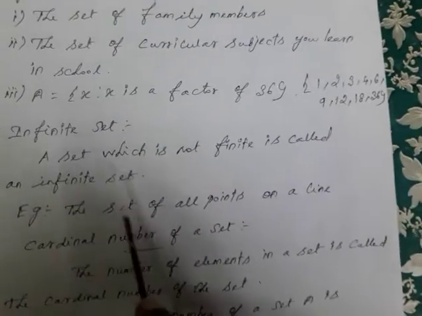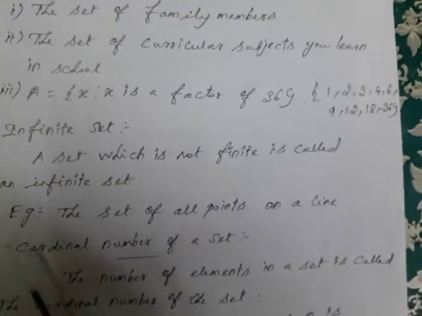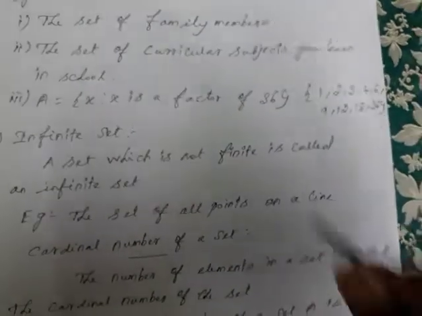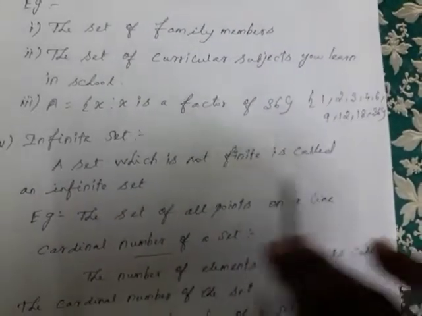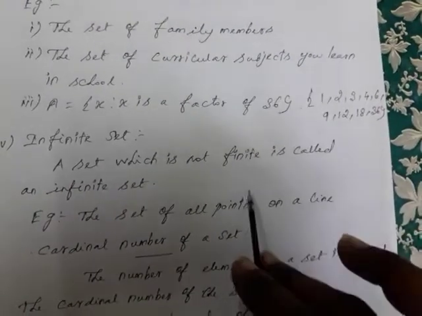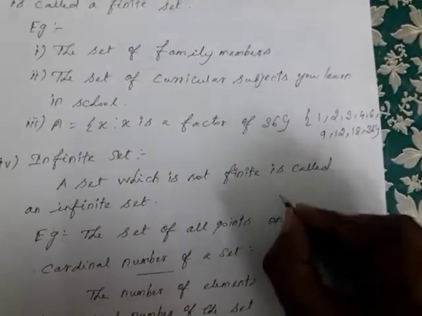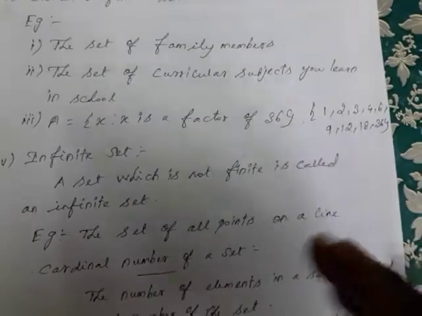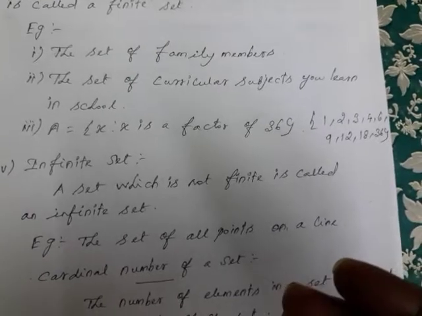The next one, the infinite set. A set which is not finite is called an infinite set. For example, the set of all points on a line. A line has all points, and a line doesn't have an end point, while a line segment is fixed. A line is a collection of points, and how many points we don't know. The line doesn't have an ending point, so it is not possible to find out how many points there are. So that is called an infinite set.